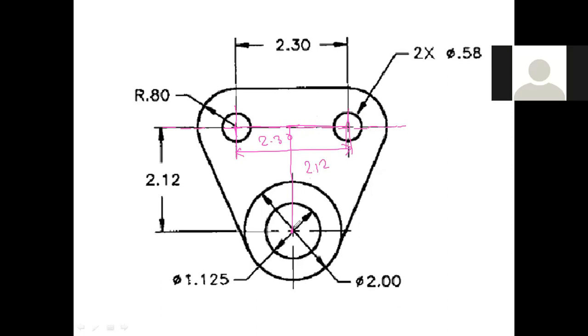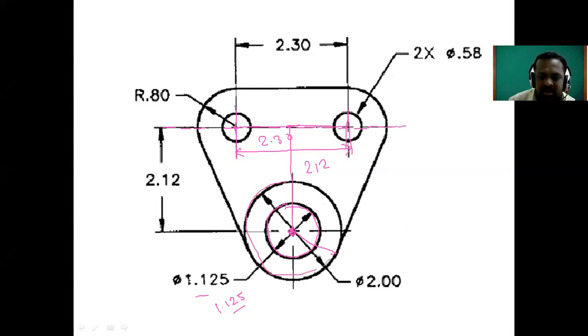Then we will get this center point, and from this center point we draw this circle. What diameter have they given for this circle? 1.125. Again, from this center point we have to draw this circle. Simple. Its diameter is also given.